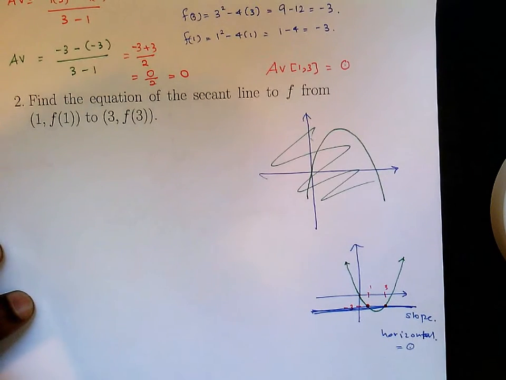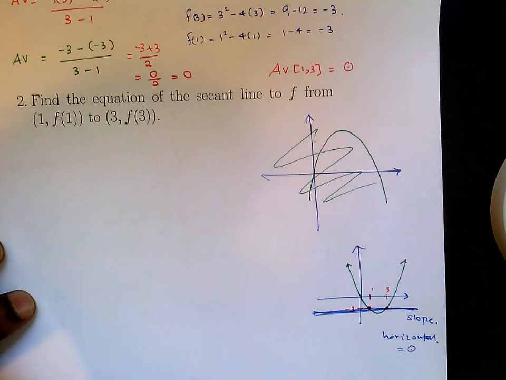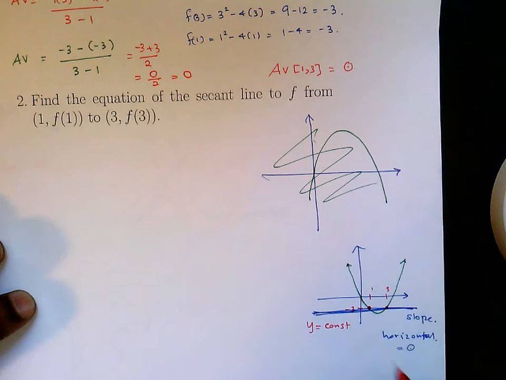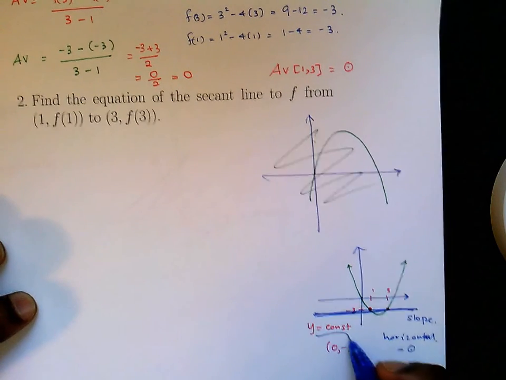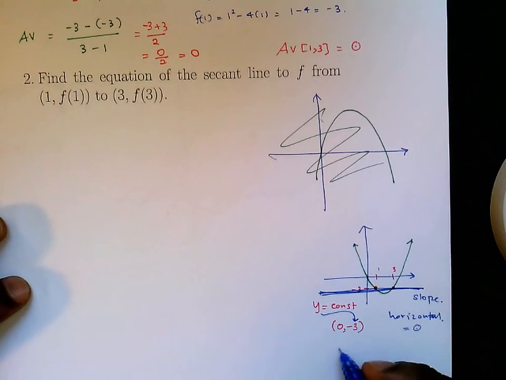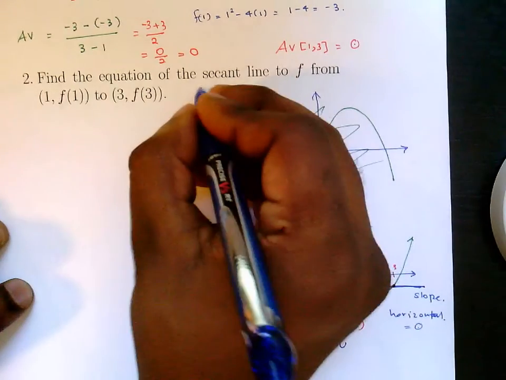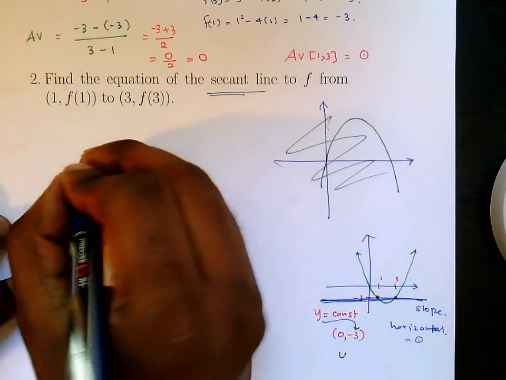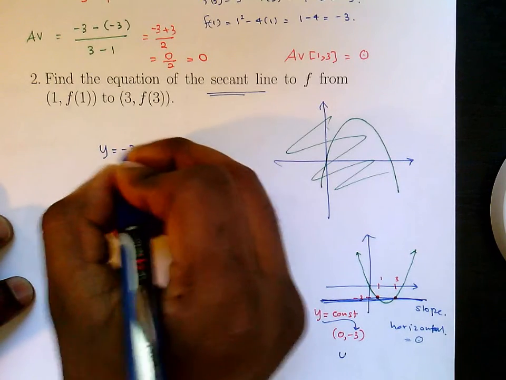So find the equation of the secant line. So it's a horizontal line. A horizontal line has the equation of the form y equals constant, and it's passing through the point (0, -3). So that constant y is -3, because it would stay at -3 always. So the equation of the secant line is just y equals -3.